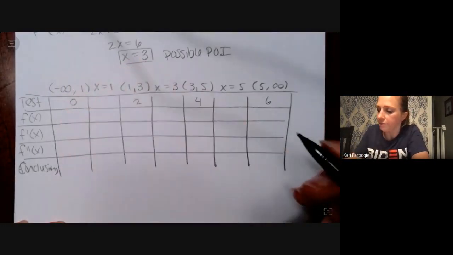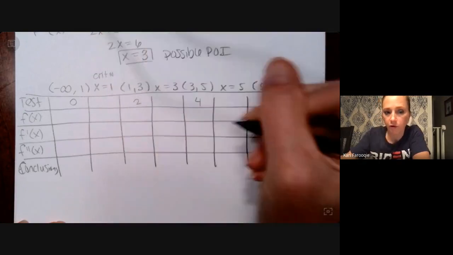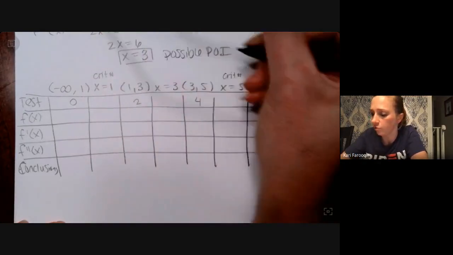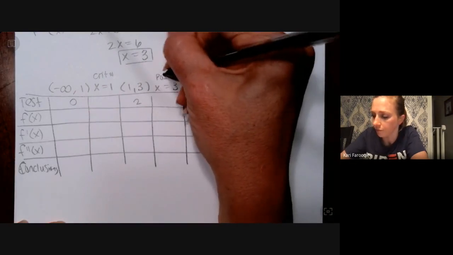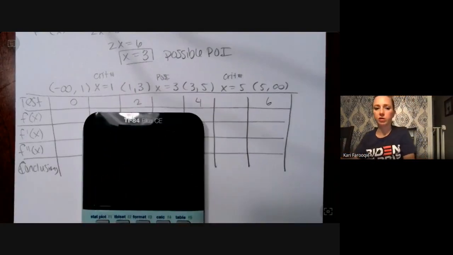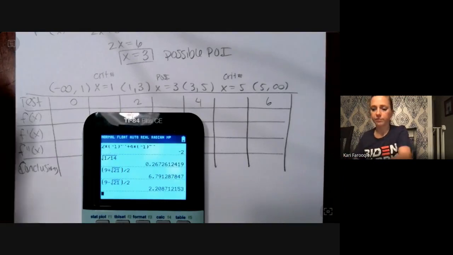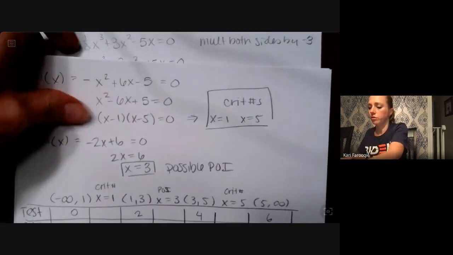All right. Remember your critical numbers were 1 and 5. I feel like it's helpful to include that so that you remember what you're looking for. It's a possible point of inflection. I'm going to enter into my calculator F, F prime, and F double prime, if I can remember what they were. I have a second too. There we go.